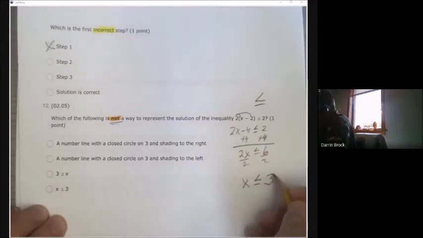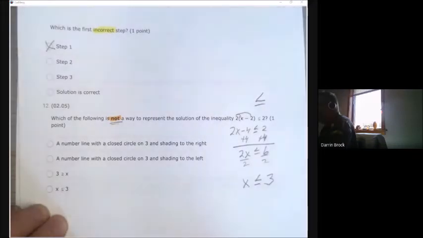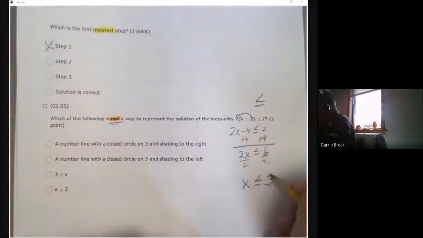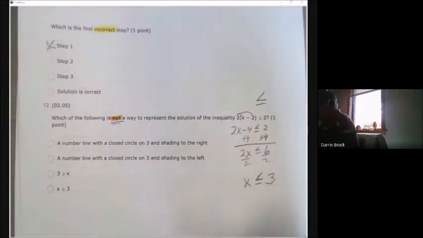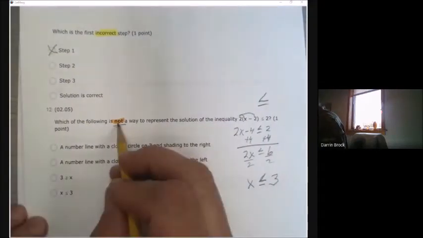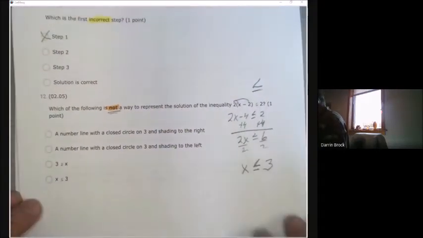Remember, the bigger side has the bigger part of the inequality. So this must be bigger than this because that's pointing at the little guy. The big side is open to the big number. The little point is the little guy. X is less than or equal to 3. So let's look at our choices. One of these is not the way to represent that.